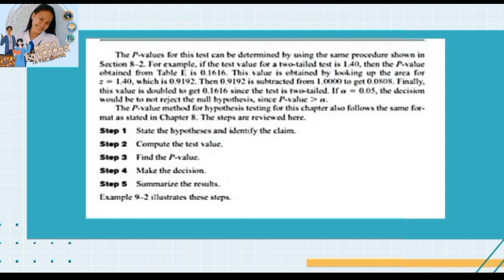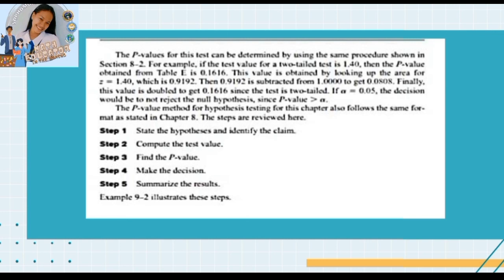For example, if the test value for a two-tailed test is 1.40, then the p-value obtained from table E is 0.1616. This value is obtained by looking up the area for z equals 1.40, which is 0.9192. Then 0.9192 is subtracted from 1.00 to get 0.0808. Finally, this value is doubled to get 0.1616 since the test is two-tailed.